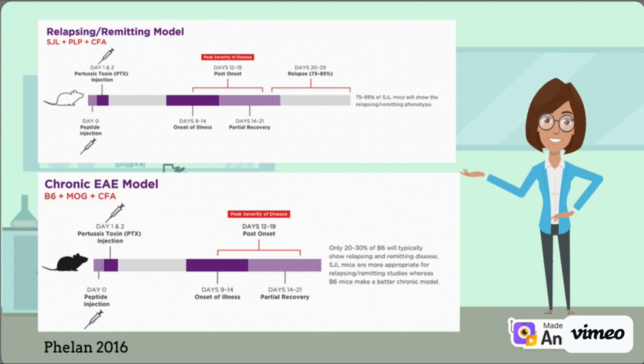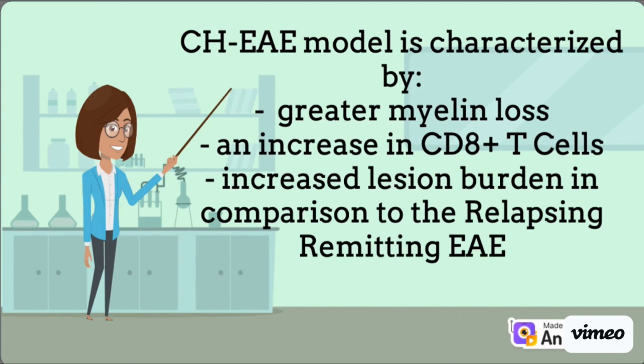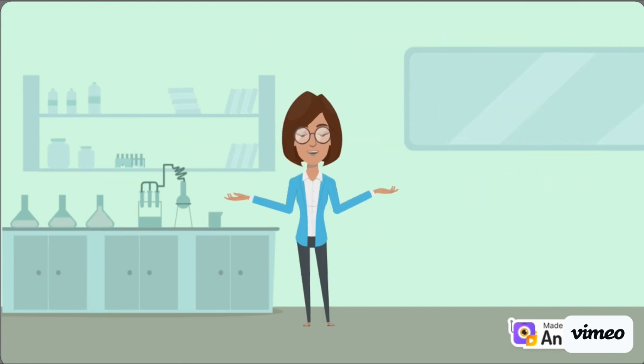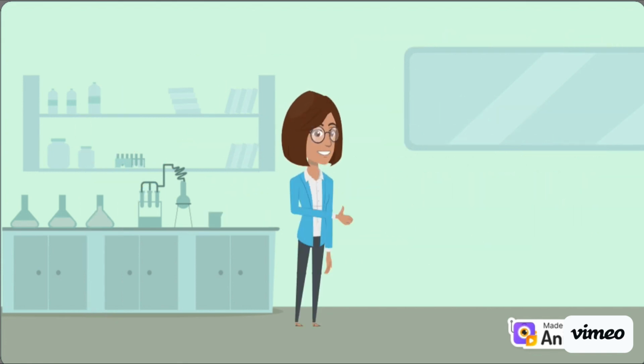The application of both is to study the neuroinflammation and the immune system activation. Ultimately, the study found that the CH-EAE model is characterized by greater myelin loss, an increase in CD8 T+ cells, and with an increased lesion burden in comparison to the relapsing remitting EAE. In the next video, we'll be able to discuss the therapeutic applications of this MS model.